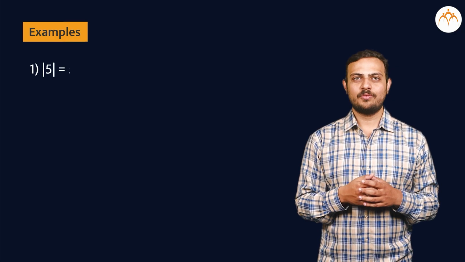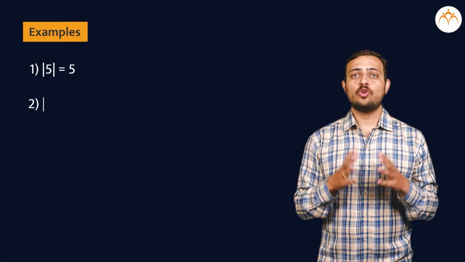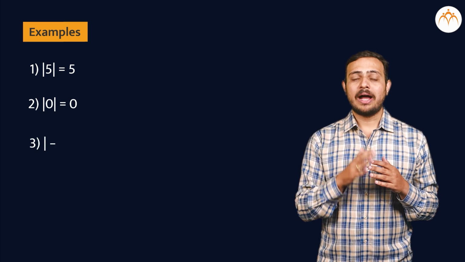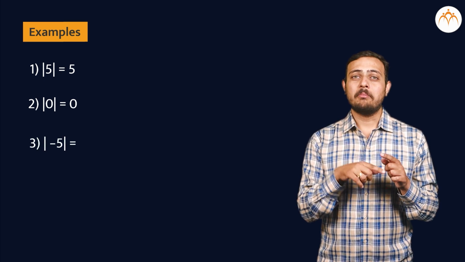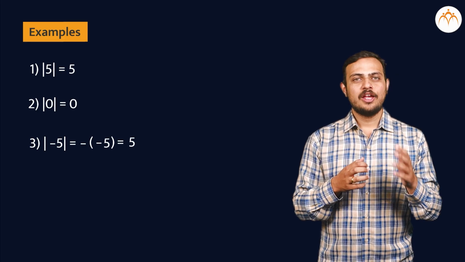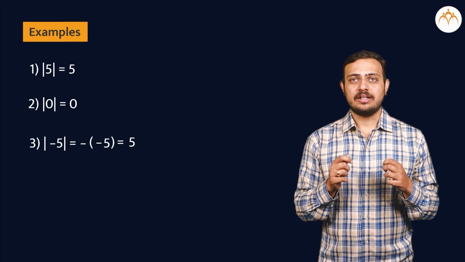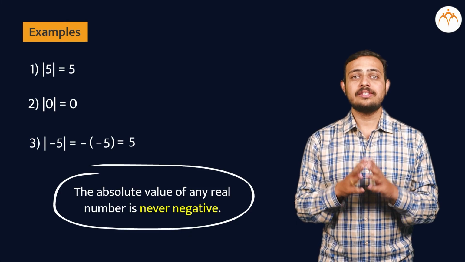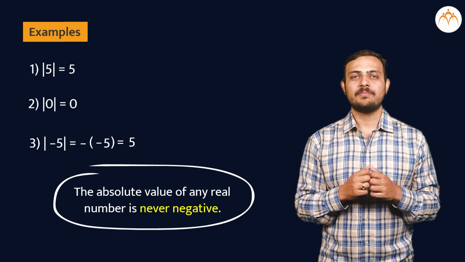Let's see some examples. Absolute value of 5 is equal to 5. Absolute value of 0 is 0. Absolute value of minus 5 is equal to minus of minus 5, that is plus 5. From this, it is evident that the absolute value of any real number is never negative.